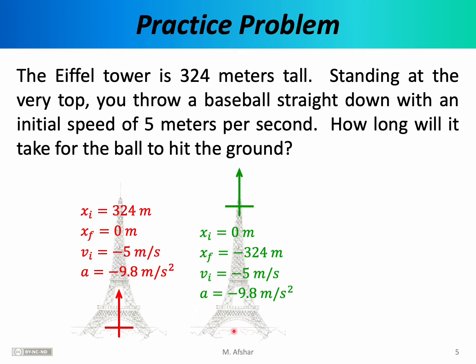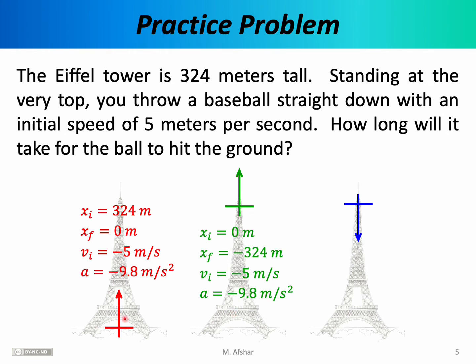The baseball is going to end on the ground, which is 324 meters below the origin, so that's going to be minus 324. And just as before, because the baseball is thrown down and up is the positive direction, we're going to say that the initial velocity is minus 5 meters per second and the acceleration is minus 9.8 meters per second squared.